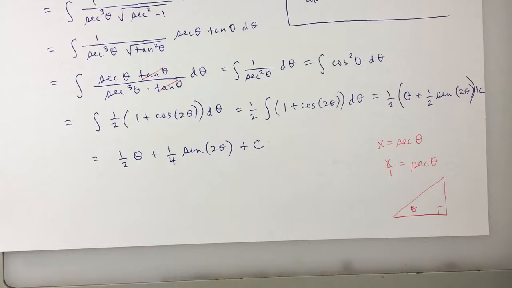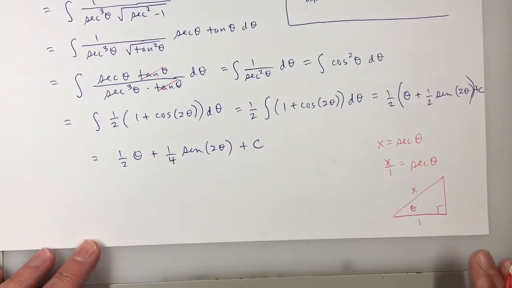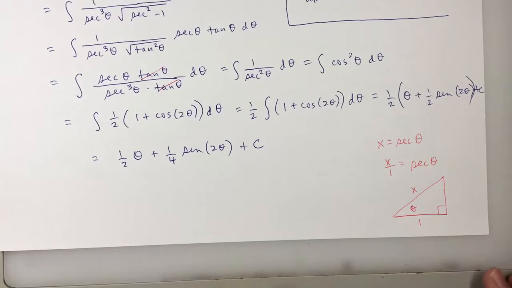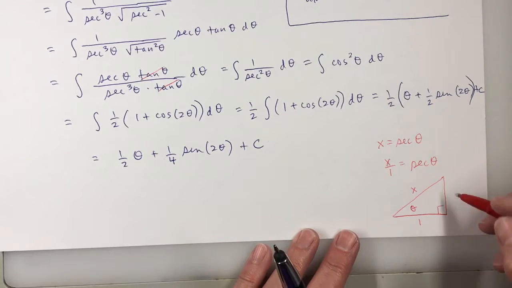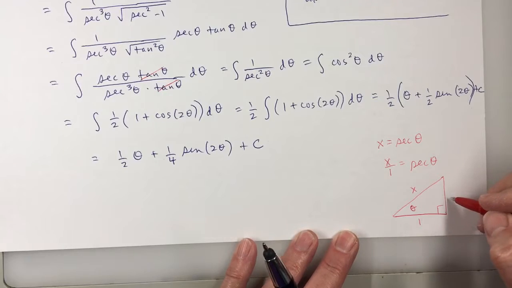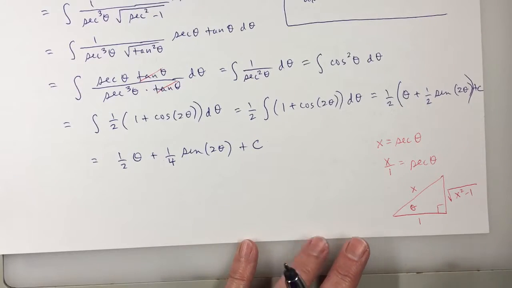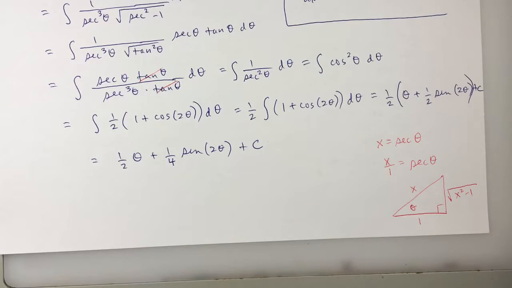And so x over 1, that's hypotenuse over adjacent. So x is the hypotenuse, and 1 is the adjacent. It's flipped, isn't it? All right, so then Pythagorean theorem, you can find this third side, and that's going to be the square root of x squared minus 1, if you carry it out with the Pythagorean theorem.